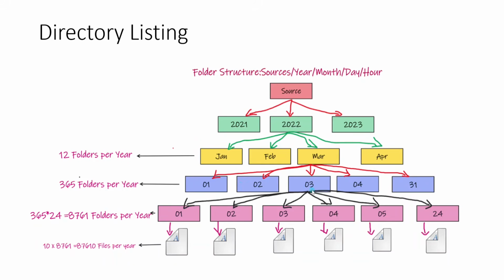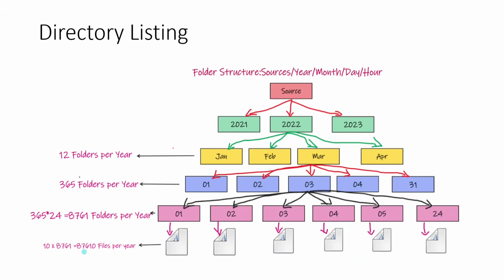And each day is again subdivided into 24 subfolders, one for each hour. So when we go to this particular level, above we have 365, and for each folder we have 24 subfolders, which means 365 multiplied by 24, we are going to have 8761 folders per year. Just for simplicity, I'm going to assume I have 10 files under each folder. So we have 8761 folders, 10 files per folder, which means overall I have 87,610 files.